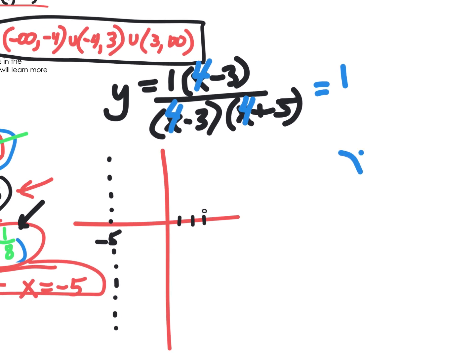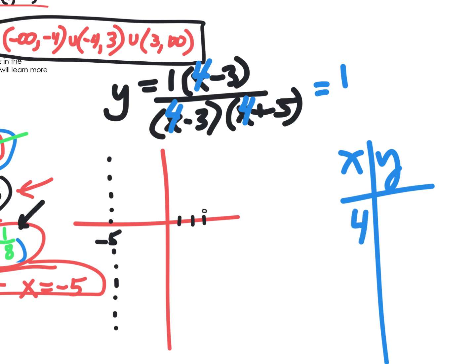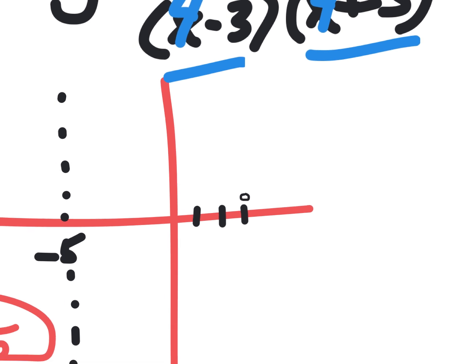I just put in the number 4 because I'm making an XY chart. So 4 comma what? I'm putting in a 4, and I'm going to see what I get. 4 minus 3 is 1. And then 4 plus 5 is 9. And then 1 times 9 is 9. So I get 1/9. 4 comma 1/9. When I put in 4, I got 1/9. There'd be a dot, like right there. And you make enough dots, and eventually you'll figure out what the function looks like.